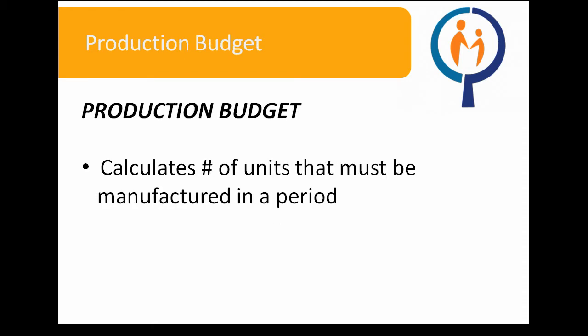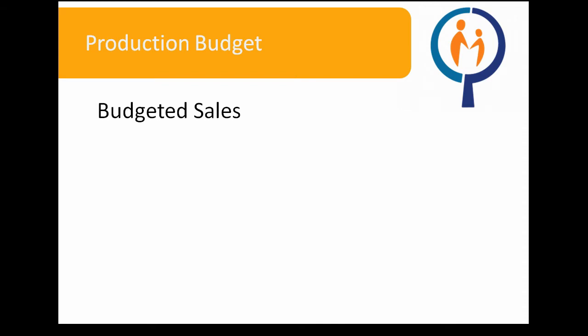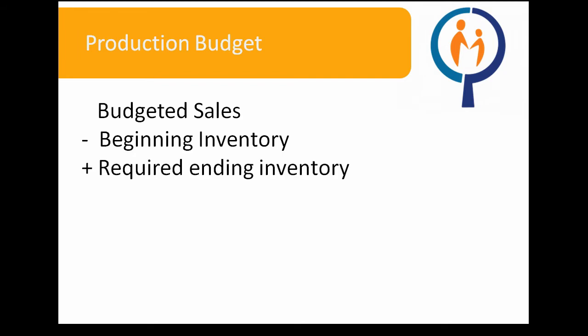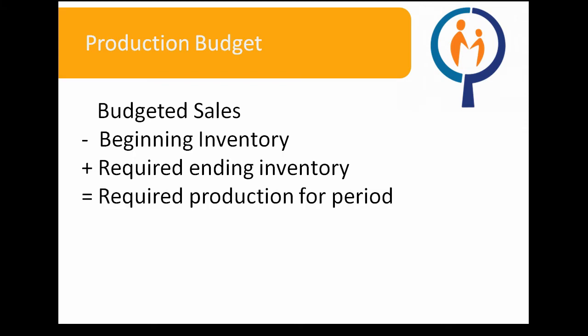A production budget calculates the number of units that must be produced in a certain period, whether that be quarterly or monthly. This is actually quite simple. You begin by taking the budgeted sales figures for the period you are budgeting for and subtract the inventory you have on hand at the beginning of the period. You then add on the amount of inventory that you are required to have on hand at the end of the period to find your required production for the period.